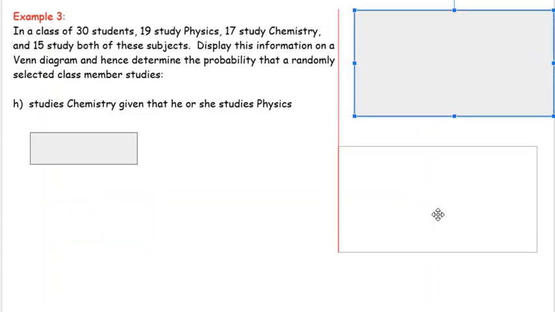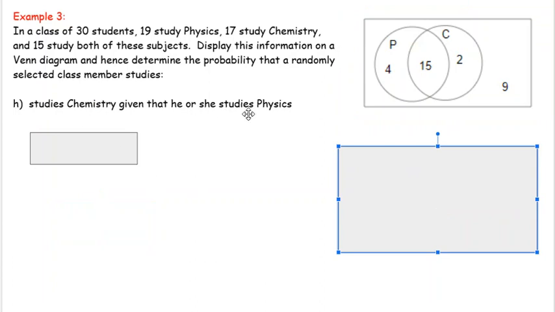Find the probability a student studies chemistry given that he or she studies physics. So practice that again. You can either use the formula or you can use the picture. In this picture, just as a reminder, there are 4 that study just physics, 15 that study both, 2 that study chemistry only, and 9 that study neither. Probability a student studies chemistry given that she studies physics.